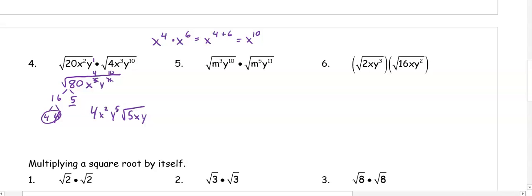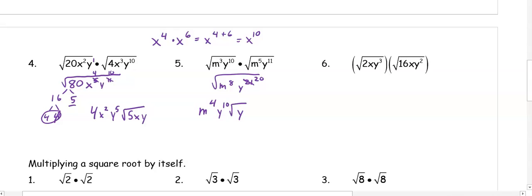In number 5, we only have variables, so we're just going to add our exponents. We have m to the 3 plus 5, which gets us m to the 8th, and then we have y to the 10 plus 11, which is 21. Now we're going to simplify. m is an even exponent of 8, so that splits in half to 4, so we have m to the 4th, nothing under the radical. y to the 21st, we need to leave one y under the radical, which changes that to 20, and then half of 20 gets us y to the 10th out front.